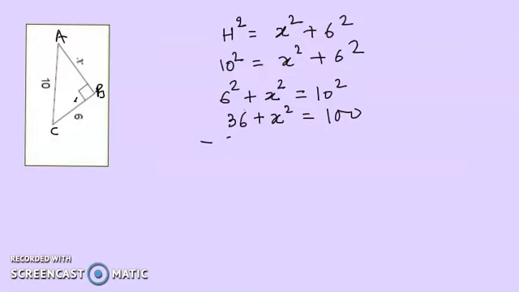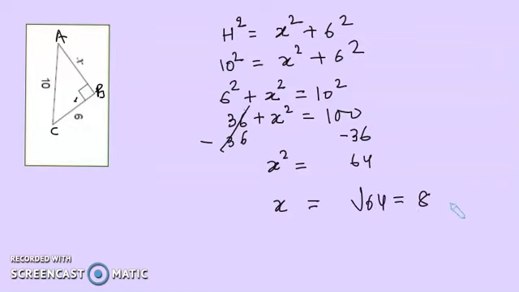Now subtract 36 from both sides. We have to find the value of x. So we get x square equal to 64. 100 minus 36 is 64. Now finding the square root of both sides will give you x equal to square root of 64, which is equal to 8, and that is your answer.